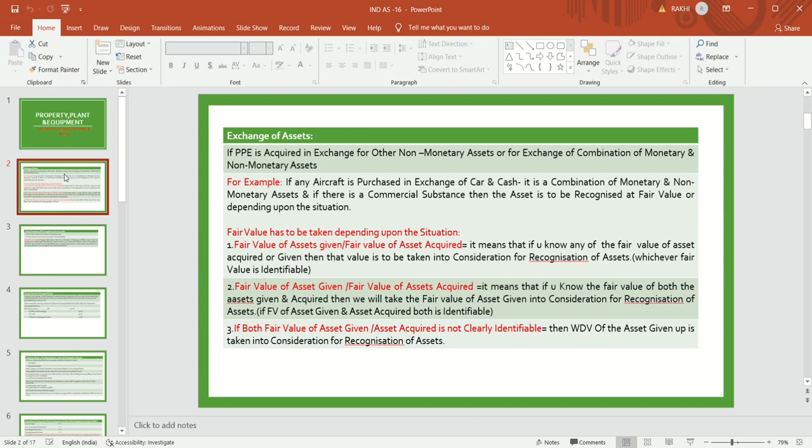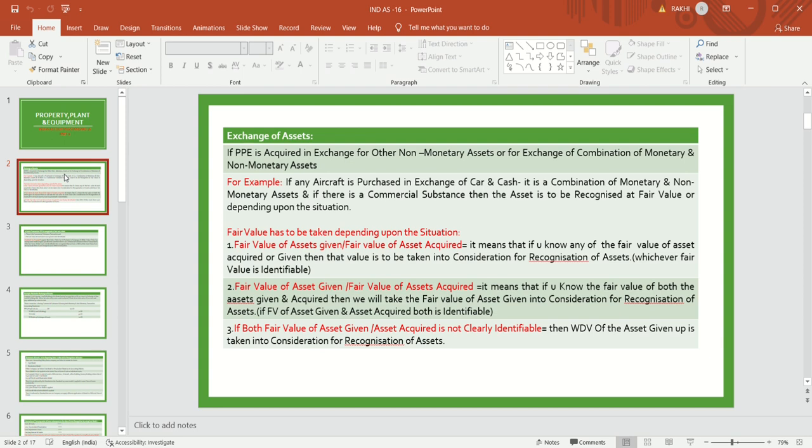So we are starting with exchange of assets. It means if a company is acquiring any property, plant and equipment against another property, plant and equipment, in exchange of both monetary and non-monetary assets, then how will the company make a treatment in its books of accounts. So if the property, plant and equipment is acquired in exchange for other non-monetary assets or for a combination of monetary and non-monetary assets.